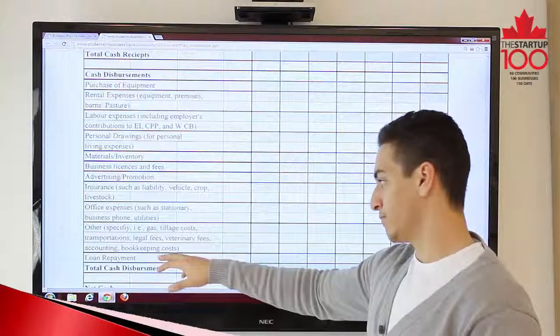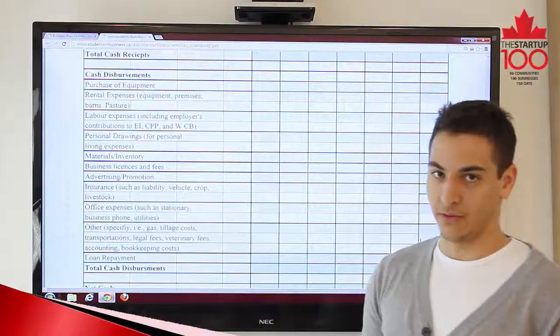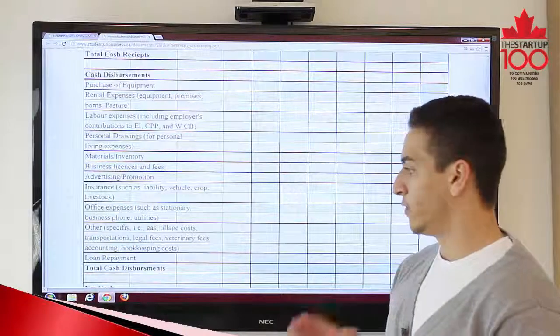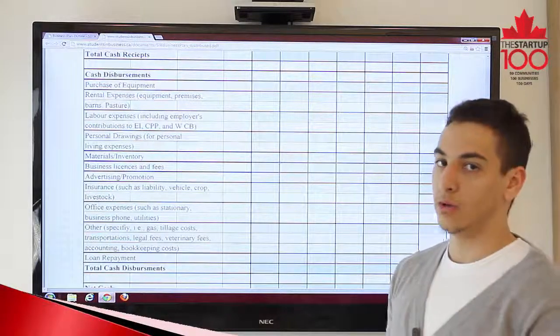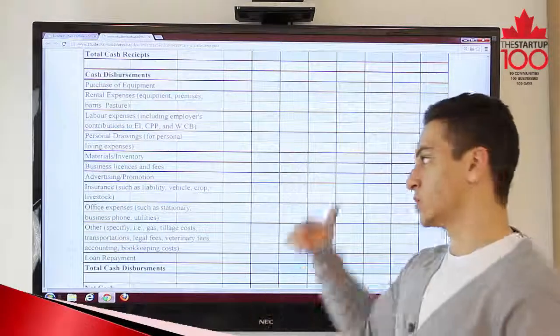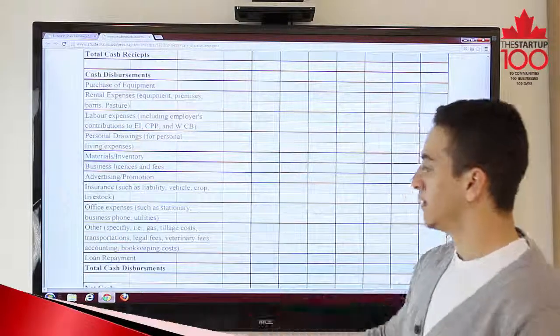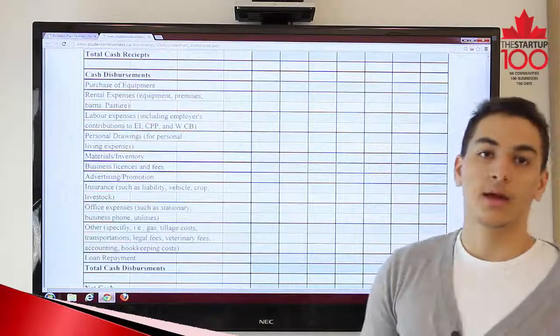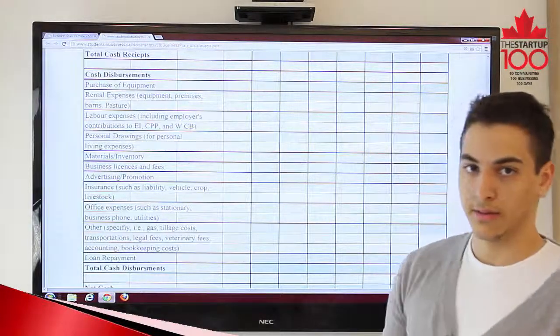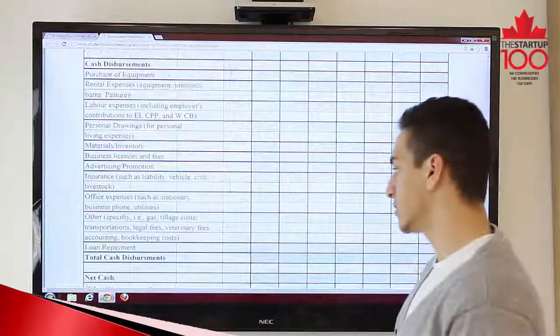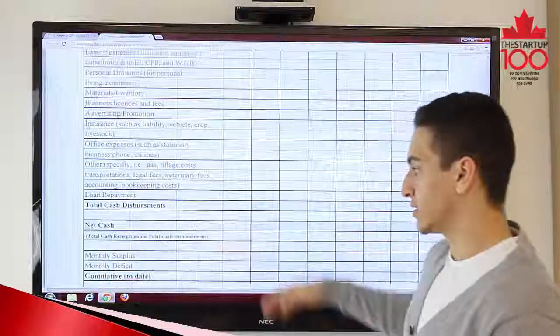The last but not least comes loan repayment. Now, your business is doing fine, everything's going well, you want to repay the loan, either the Students in Business loan or any other loans, you put it over here as an expense again. Now, all these, as I said, are cash or money going out of your business. And here you put the total cash distributions.